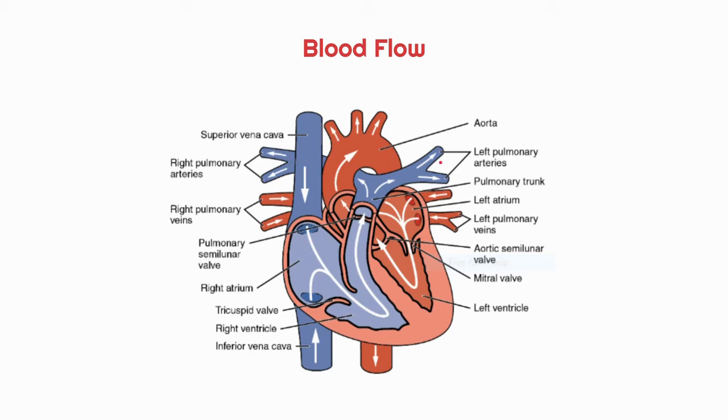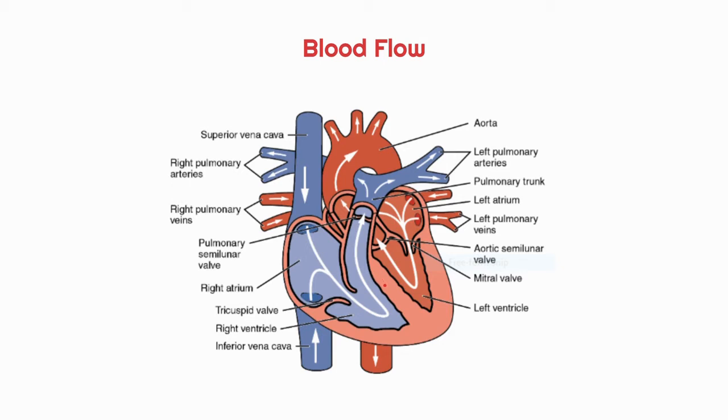The oxygen-poor blood travels through the pulmonary arteries to the lungs and comes back oxygenated via the pulmonary veins and into the left atrium. The blood in the left atrium is pumped into the left ventricle through the mitral valve and then into the aorta through the aortic semilunar valve. The blood finally gets distributed to the body and comes back to the heart through the vena cavas, starting the cycle all over again.